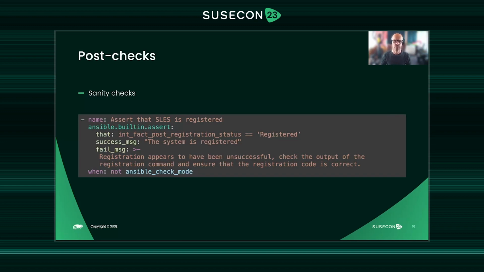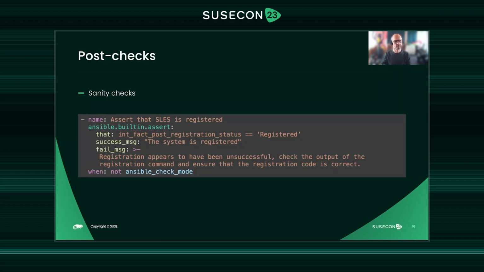So this shows us an example of a post check that we do with the SUSE registration role. And this really is a really simple one. When you run SUSE Connect or register cloud guest, we'll be able to run the command SUSE Connect -s, which will give us a JSON summary of the current registration status.